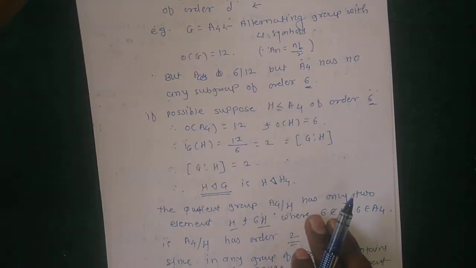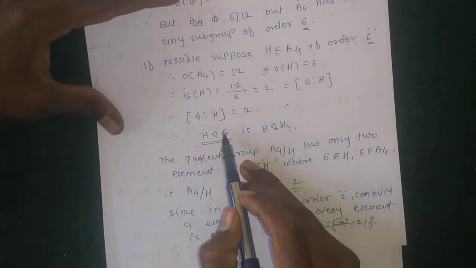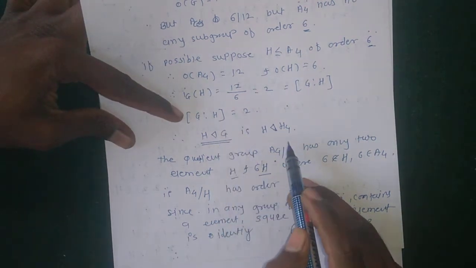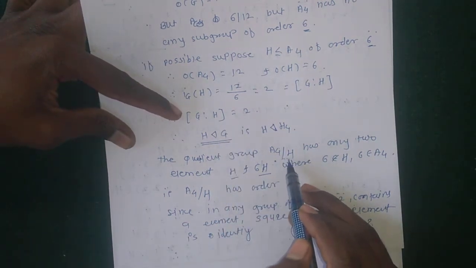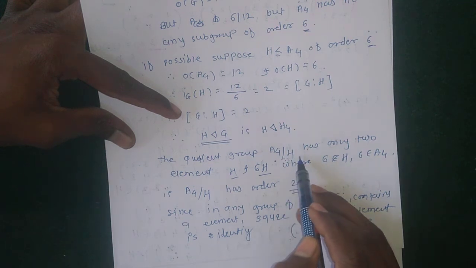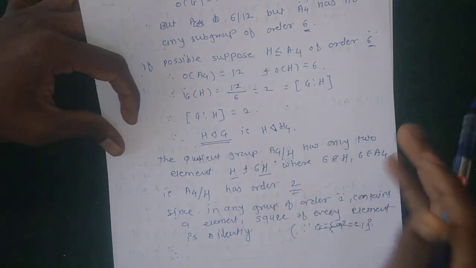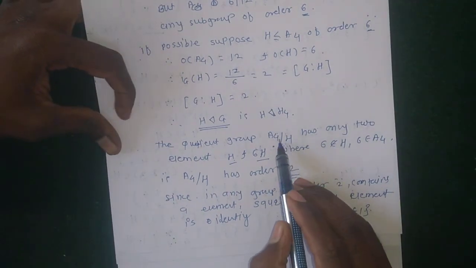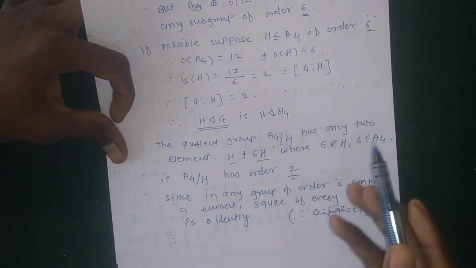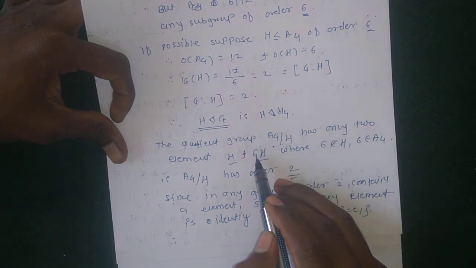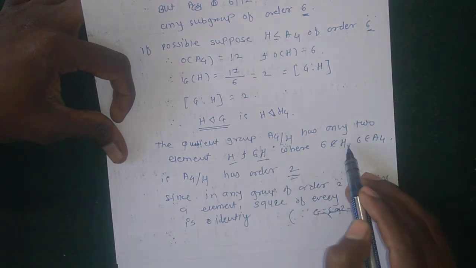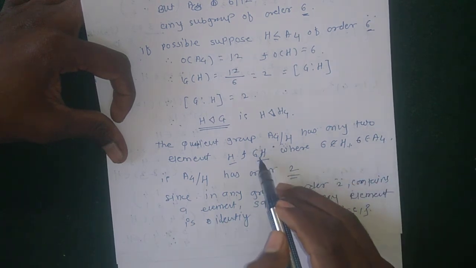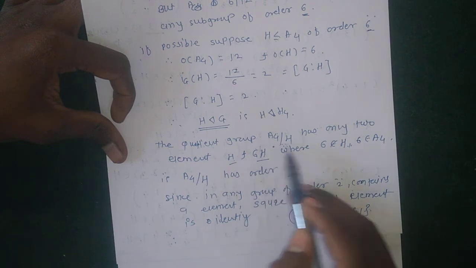Okay, so using this index 2, which implies that H is a normal subgroup of G, the factor group A4 over H contains only 2 elements. One is the identity, which must belong to the factor group, and the second is sigma H. Suppose this element sigma does not belong to H, and sigma belongs to A4. If sigma belongs to H, then sigma H is equal to H itself.